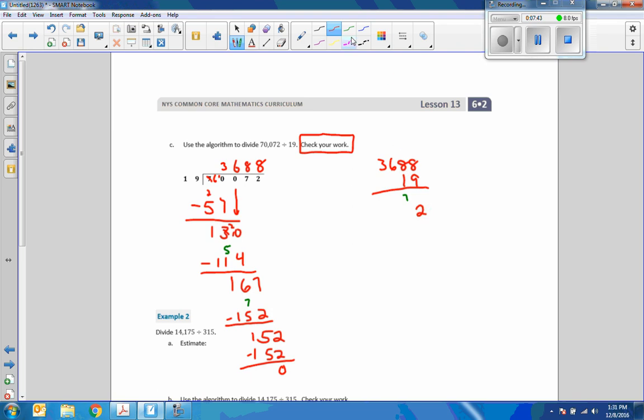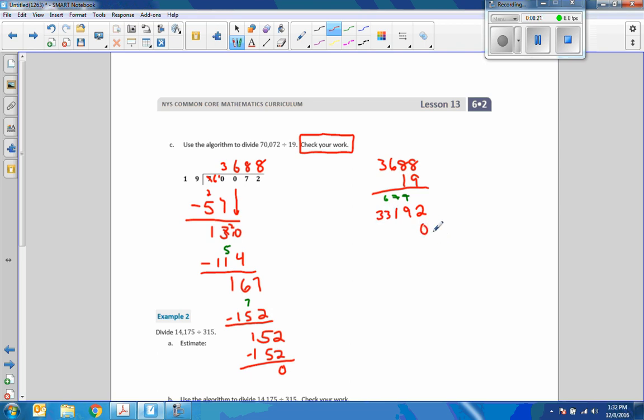9 times 8, 72 again. 72 plus 7 is 79. Okay? 9 times 6 is 54. Plus 7 is 61. So I change that and put a 6 there. Okay? And I've used these, so I guess you can cross them out. And then 9 times 3 is 27. Plus 6. I forgot to add that 6. That's why we have the remainder. 27 plus 6 is 33.